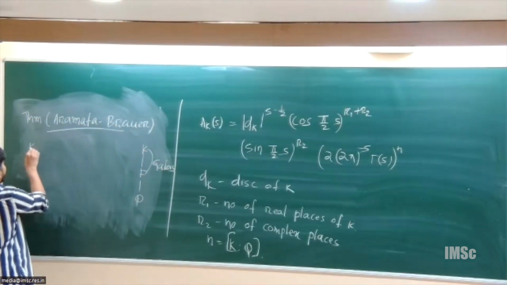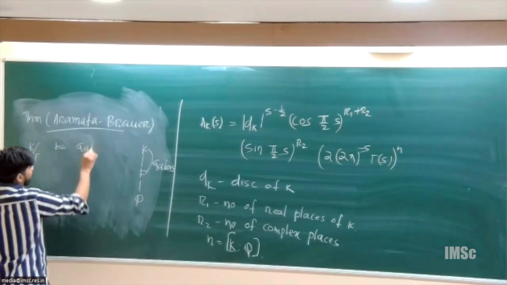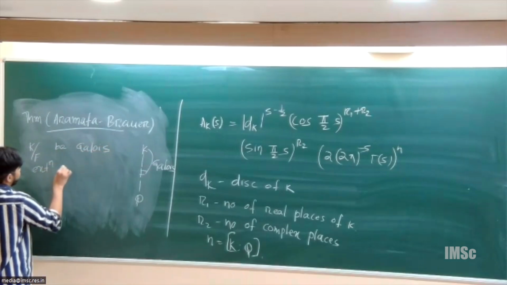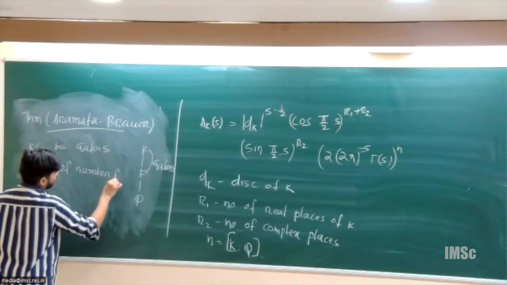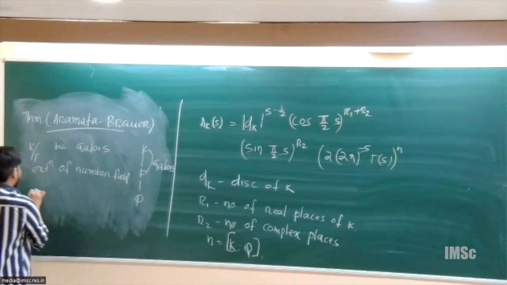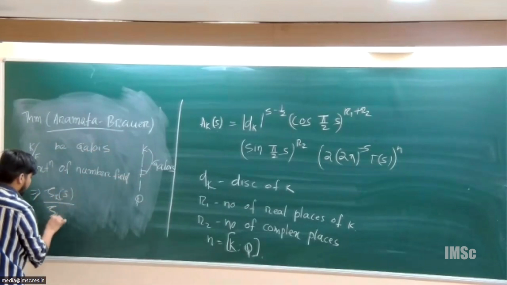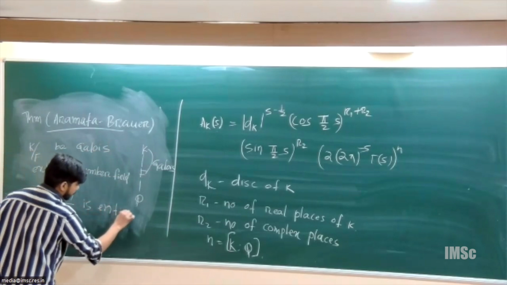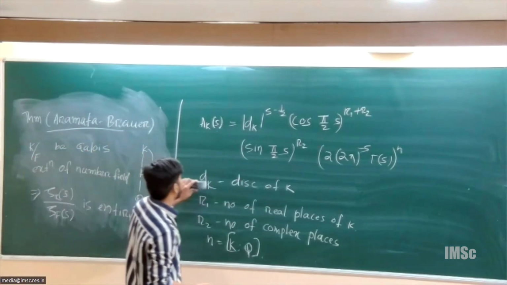Let K over F be a Galois extension of number fields. Then zeta K of s over zeta F of s is entire. From this, we can construct infinitely many number fields such that zeta K of half is 0. I'll erase this.